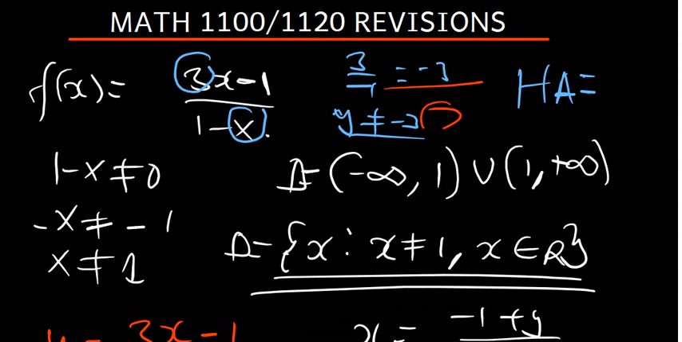Are we okay on how to find the vertical asymptote, on how to find the horizontal asymptote and the range? Are we okay?